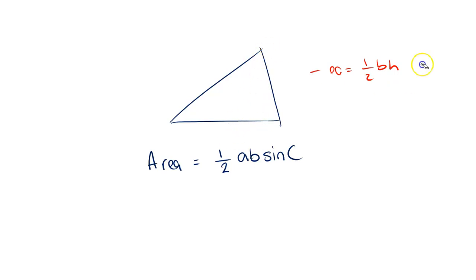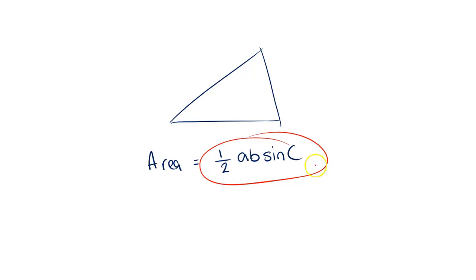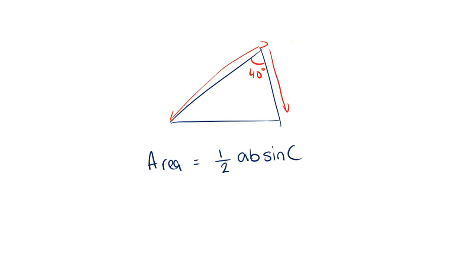Now, when you're using this formula here, the one below, this formula works if you know an angle and then the two sides either side. So if, for instance, we knew that this angle here was, say, 40 degrees, and then I knew the length of this side here and this side here, then you could work out the area of the triangle. And it doesn't matter which one it is. So if we knew that this one, for instance, then you would need this side and this side.